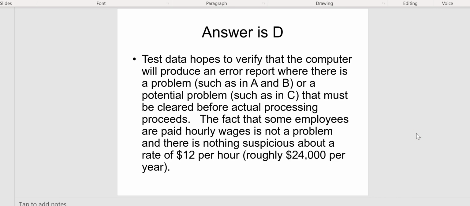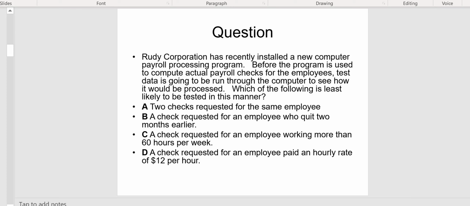So we said test data hopes to verify that the computer will produce an error report where there's a problem, such as in letter A and B, or a potential problem, such as letter C, and these problems or potential problems need to be cleared before actual processing proceeds. So if it's a new system, this is what the client would do, use test data. If it's an existing system, the auditor would come in and use test data. So it's the same idea. You have a real problem in letter A and B. 2 checks requested for the same employee, or a check requested for an employee who quit 2 months earlier. So you're testing how that real problem would be handled. Letter C, you'd have a potential problem.